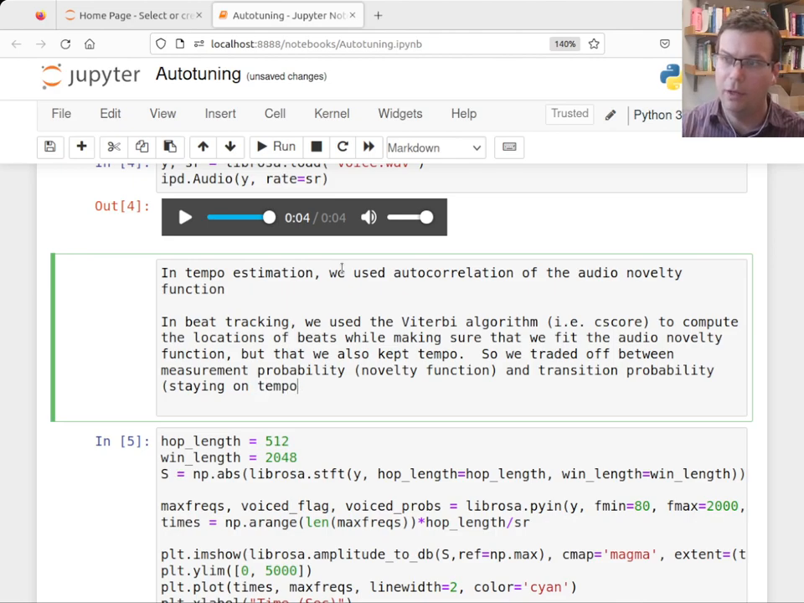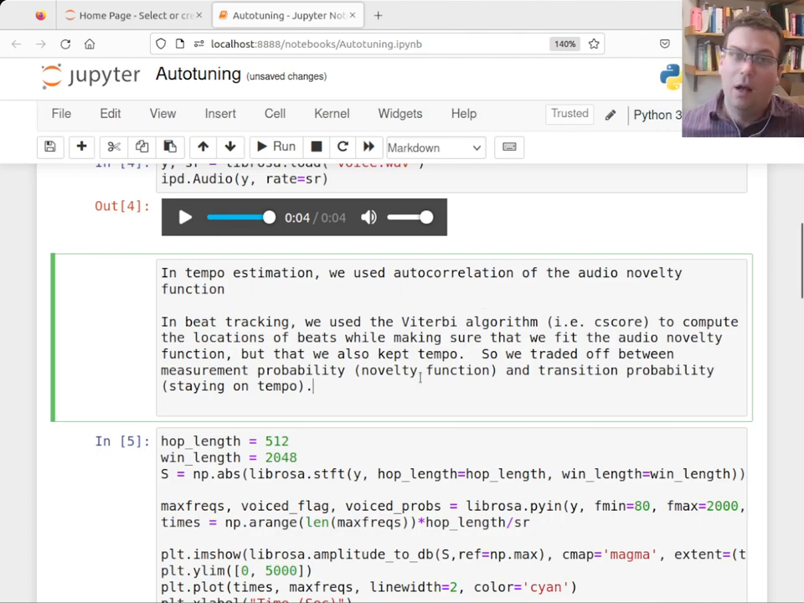So we kind of said, okay, I want both of those things to be true to some extent, and so maybe I will miss a tempting peak in the audio novelty function to stay on tempo. Or maybe I go off tempo a little bit to get this really good peak in the novelty function. And it's a global optimization, so we're going to look over all possible beats and find all the beats that maximize. So it uses something called dynamic programming. This is the Viterbi algorithm.